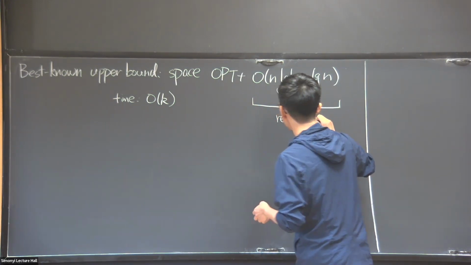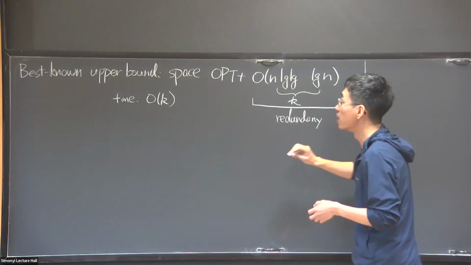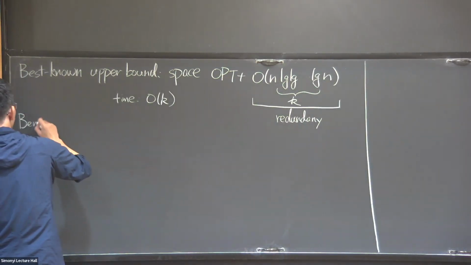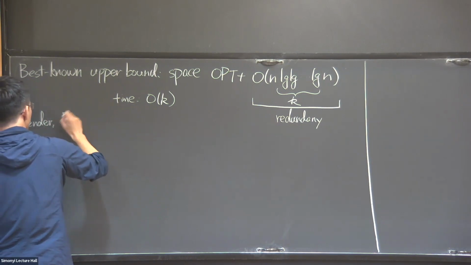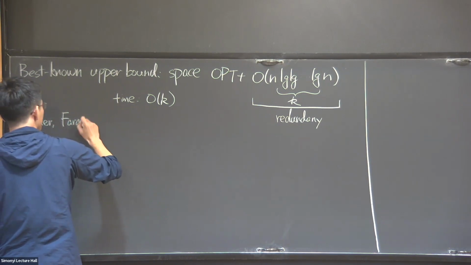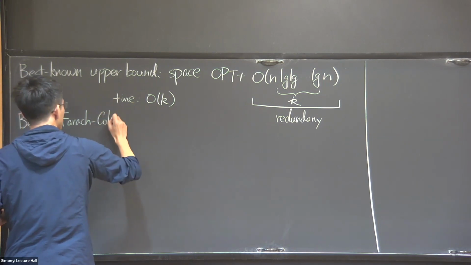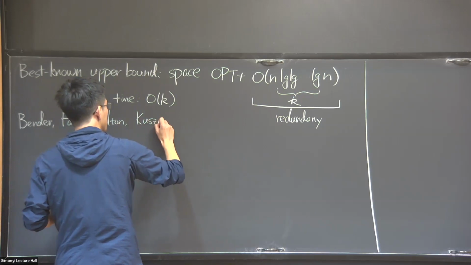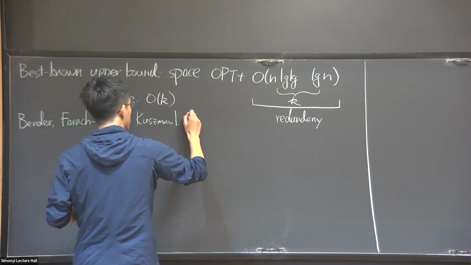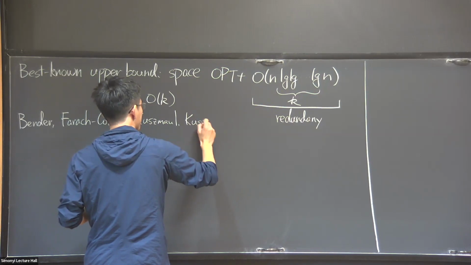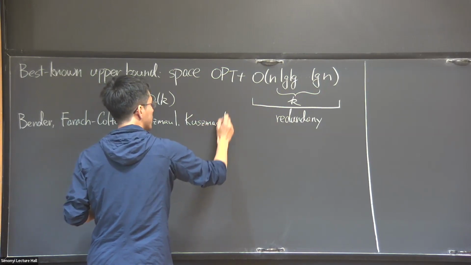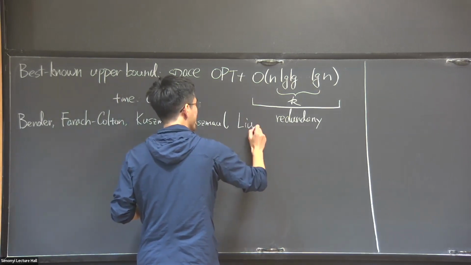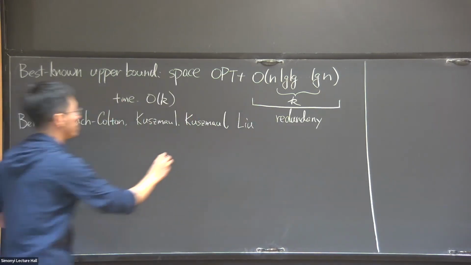Can you write down the names of the people who did this? Yeah. Oh, yeah. Amazing. Bender, Farach-Colton. Kuszmaul. Another Kuszmaul. So this is William Kuszmaul and John Kuszmaul? Yes. Okay. 2020.